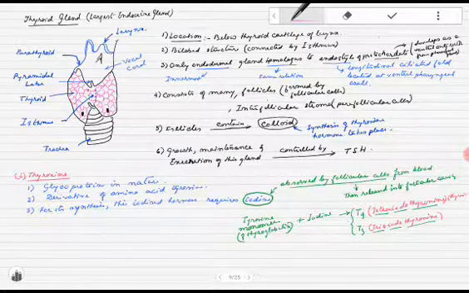Now we will be studying the thyroid gland, and this is the largest endocrine gland in the human body. It is composed of two lobes which are located on either side of the trachea and are interconnected with a thin flap of connective tissue called the isthmus.